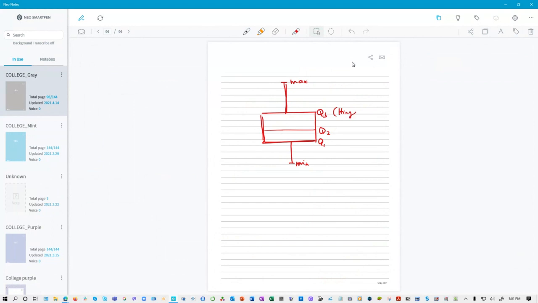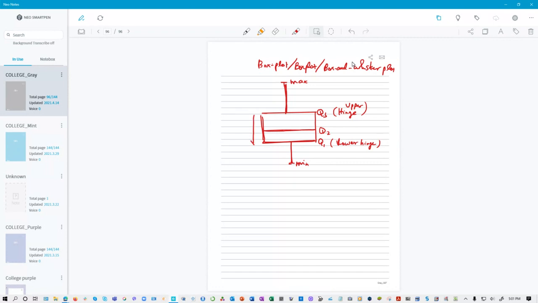Sometimes these are called the hinge, upper hinge of the box. You can say box plot, you can write box plot, or you can say box and whisker plot. Doesn't matter. These are the whiskers, upper whisker and lower whisker. This is called the lower hinge. Lower hinge will carry Q1. Upper hinge will have the Q3.